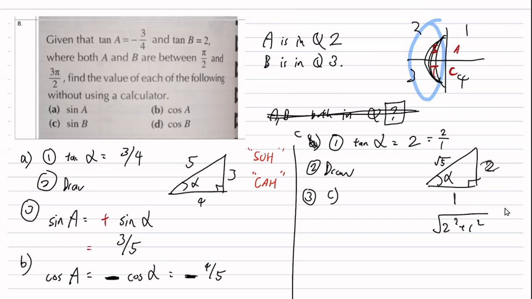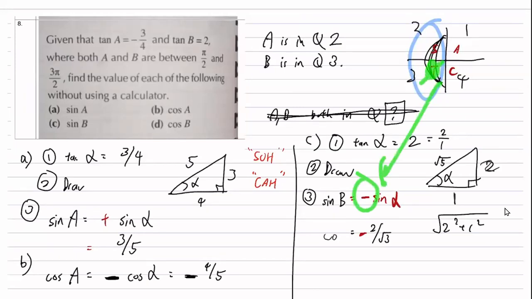Part C, you need to find sine B. What is sine B? 2/5. So this is 2/5, is it? Wait a minute. B is in quadrant 3. Negative sign. So let me just write down the procedure. It should be negative, then sine of alpha. How do you know it's negative? Because of T there. T means only tangent of a quadrant 3 angle is positive. Here we are taking sine of a quadrant 3 angle. So it must be a minus.